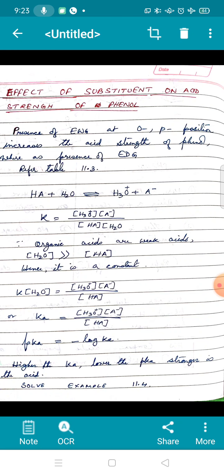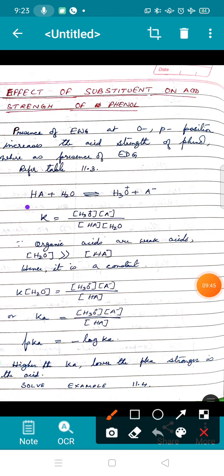Now what is pKa? You see, any acid can be represented as HA. And according to Arrhenius, if you treat acids with water, they form hydronium ion, and with the formation of A minus, that is the conjugate base. Now, according to the law of mass action, the equilibrium constant K will be written as the concentration of the products divided by the concentration of the reactants.